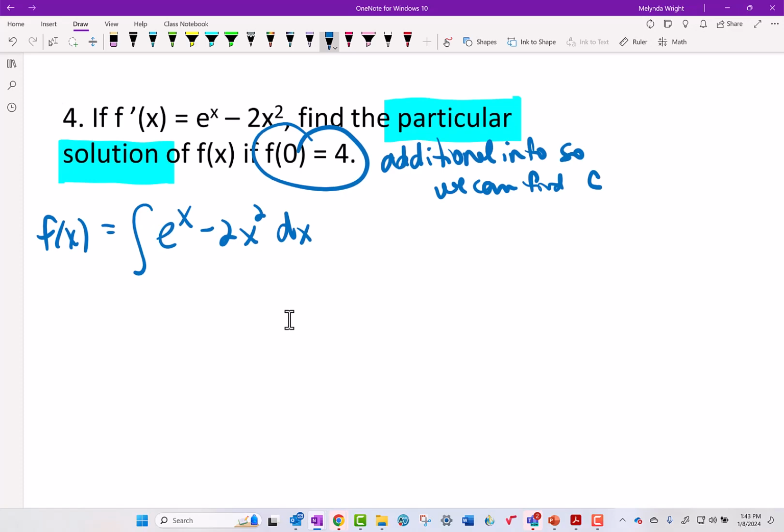Okay. So f of x is going to be the antiderivative of e to the x, which is e to the x. I love it. For this one, we're going to have to do the reversal of the power rule. So let's think about that. I'm going to have to add 1 to 2 and get 3. And what do I do with the 3? Do I multiply or divide with it? I divide with it. So it's going to be 2/3 x cubed plus c.